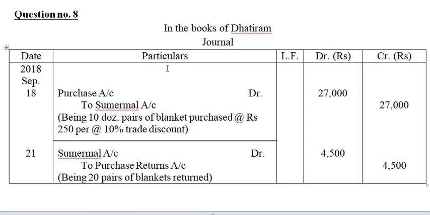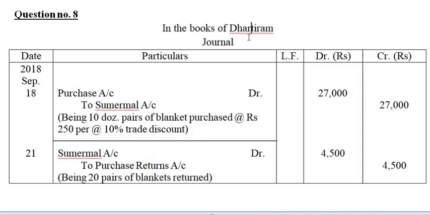On 18th September 2018, Dhartiram bought from Sumarmal 10 dozen pairs of blankets at the rate of rupees 250 per pair, subject to 10% trade discount and 5% discount for cash within 14 days. So if he makes the payment within 14 days, cash discount of 5% will be allowed.